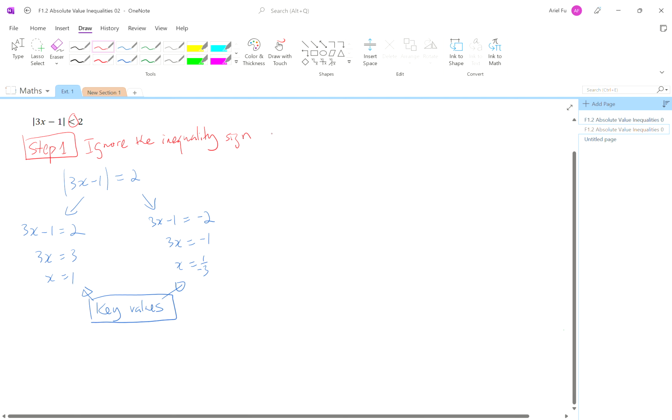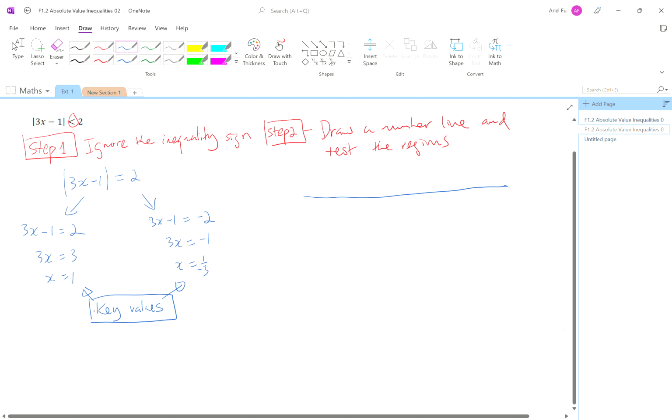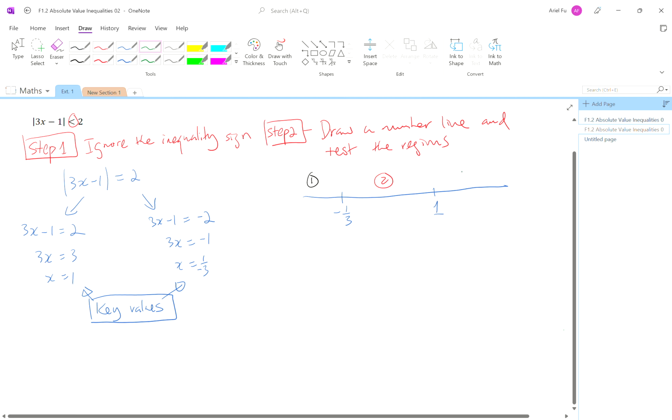Now, once that is done, step 2 is we're going to draw a number line and test the regions. I'm going to draw the number line, and what regions are we talking about? We're talking about the regions separated by the key values, negative 1/3 and 1 that you found just now. These two values divide the number line into three portions: portion 1, portion 2, and portion 3.